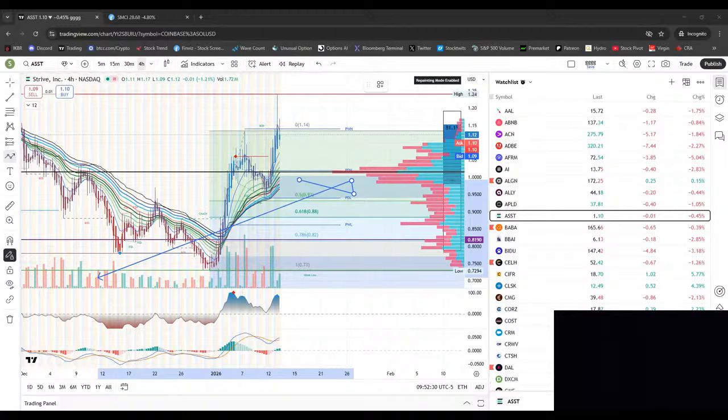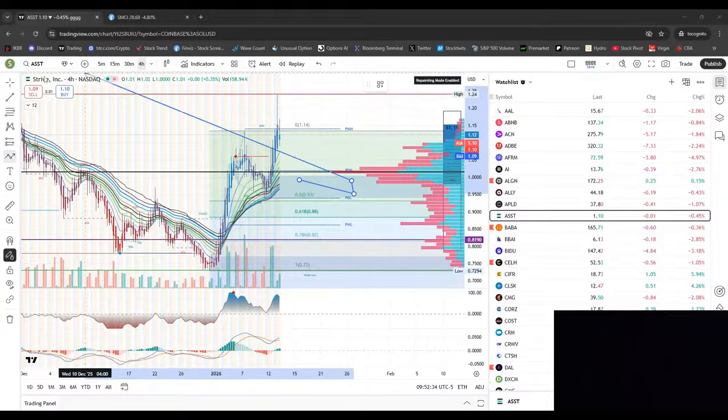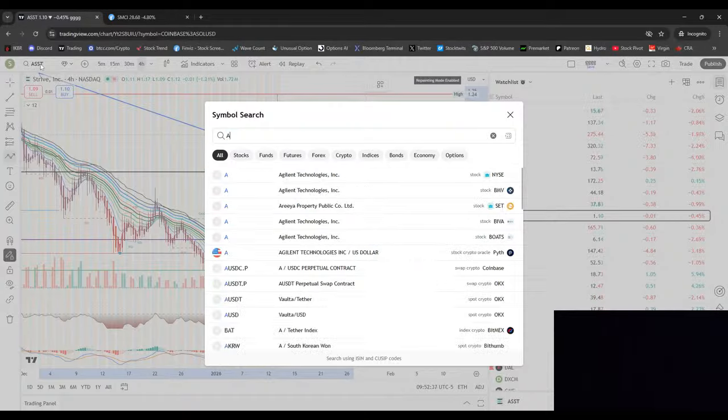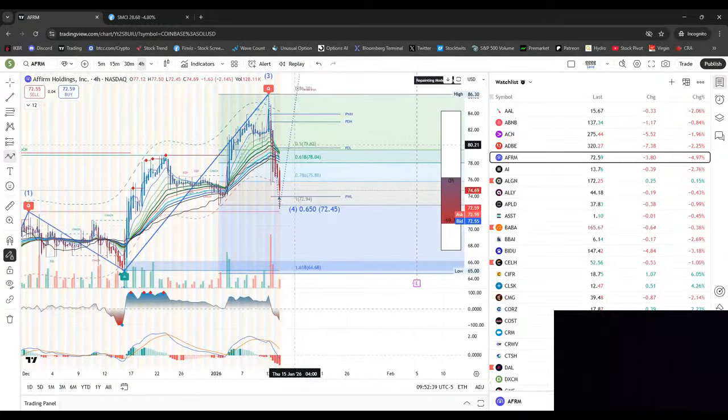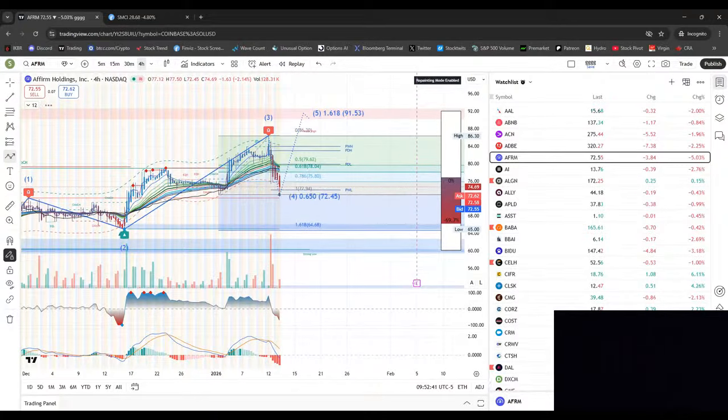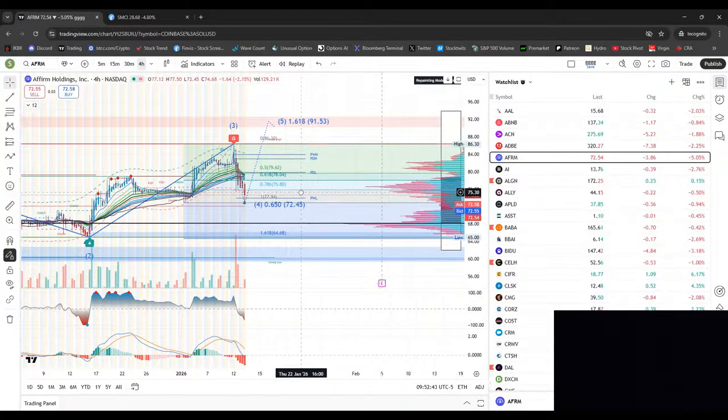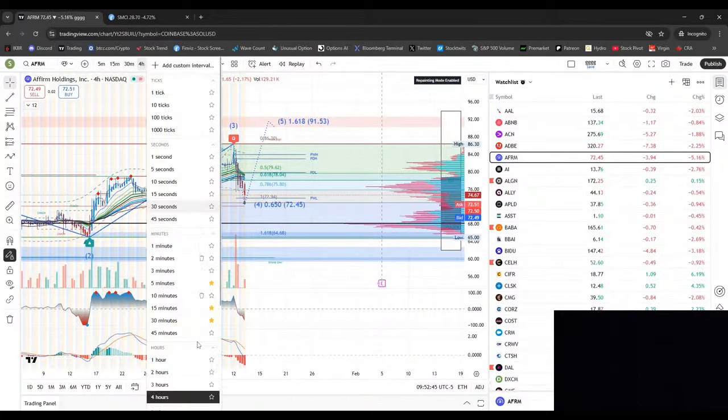AFRM, you need to hold AFRM. Let me see. ASST, all trade out from 85 to 110. So that's 25 cents, like a 25% return. Okay, that's good. AFRM on a daily time frame.